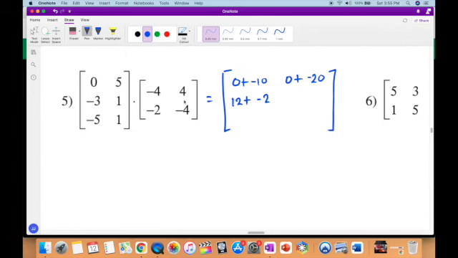And now this row by the second column. So negative 3 times 4, positive 4 now. That gives us negative 12. Plus 1 times negative 4 is negative 4. Now the last row, 5 4s are 20, plus negative 2. And then we have 5 4s are negative 20 this time, plus negative 4.